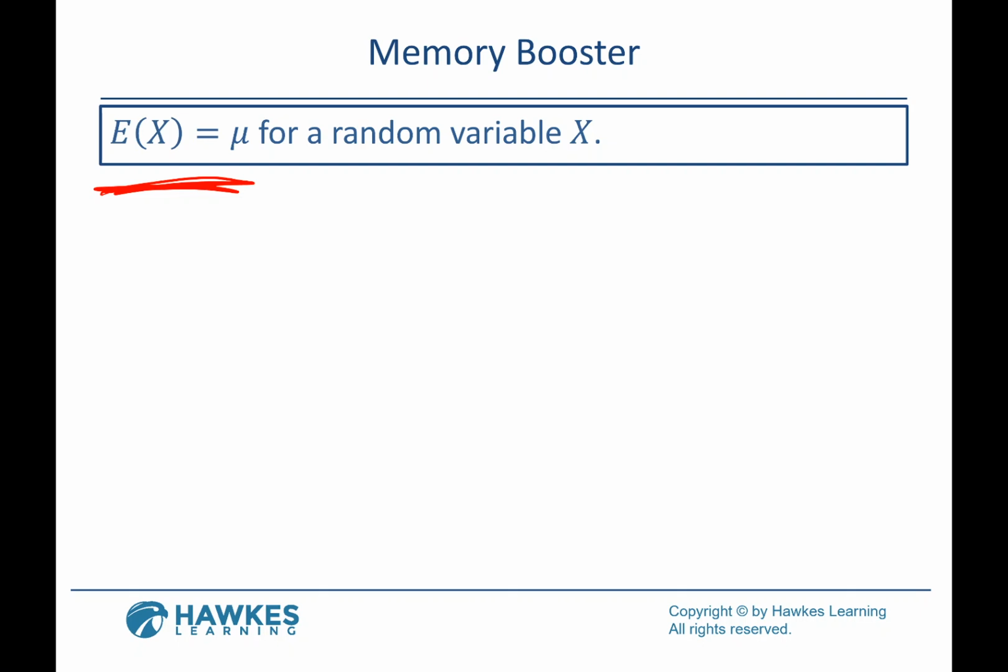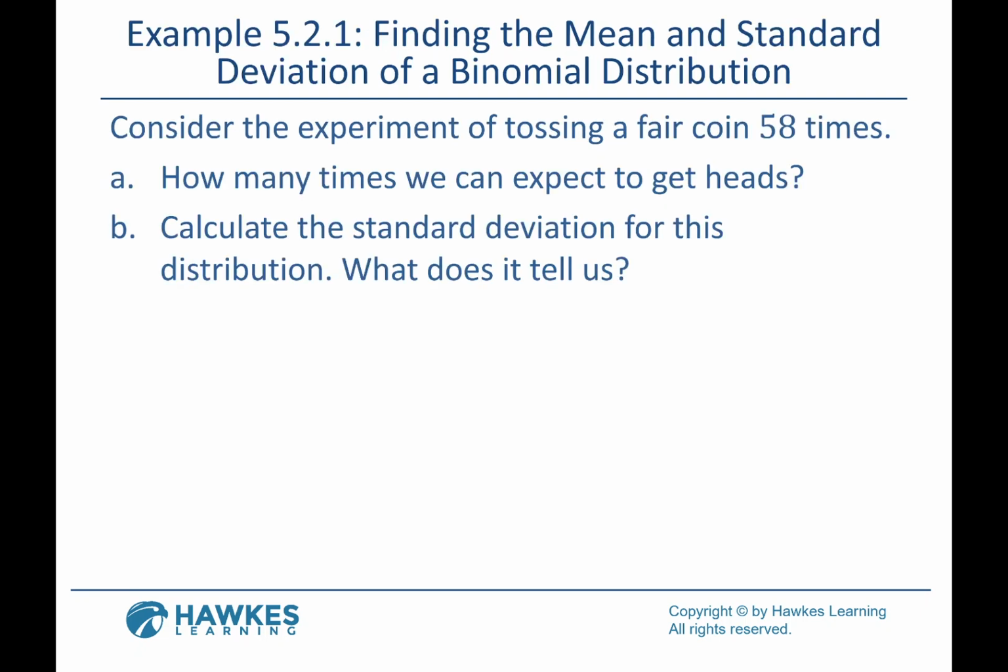All right, so let's look at the little problem here. We'll use our 2 formulas. They're easy, so we don't have to practice them a whole lot. Here's one. It says, consider the experiment of tossing a fair coin 58 times. Part A says, how many times can we expect to get heads?